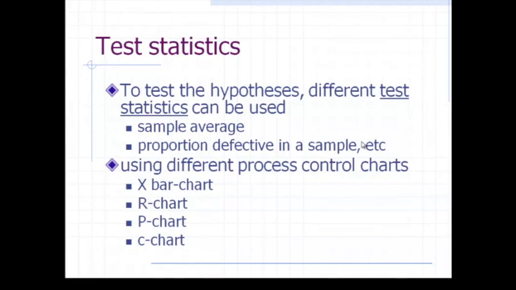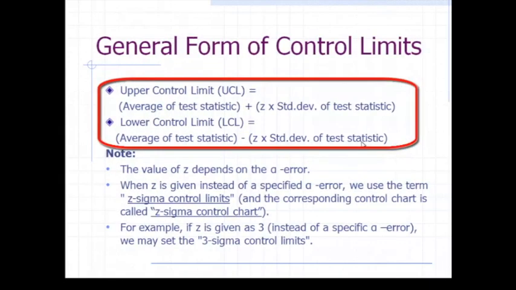We may not have time to discuss the C chart, but we will study all three charts that include X bar, R, and P charts. So in general, how can we set the control limits? The two limits in your control chart.